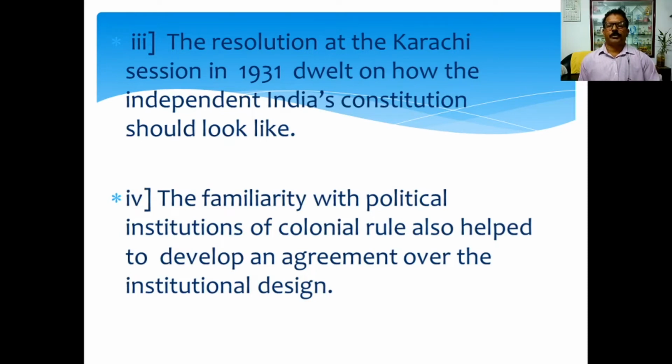Then the fourth point, the familiarity with the political institutions of colonial rule also helped to develop an agreement over the institutional design. So we became familiar with the political institutions of colonial rule, the British rule. So we also got ideas from the political institutions of the colonial ruler. So that factor also helped to make the Constitution of India.